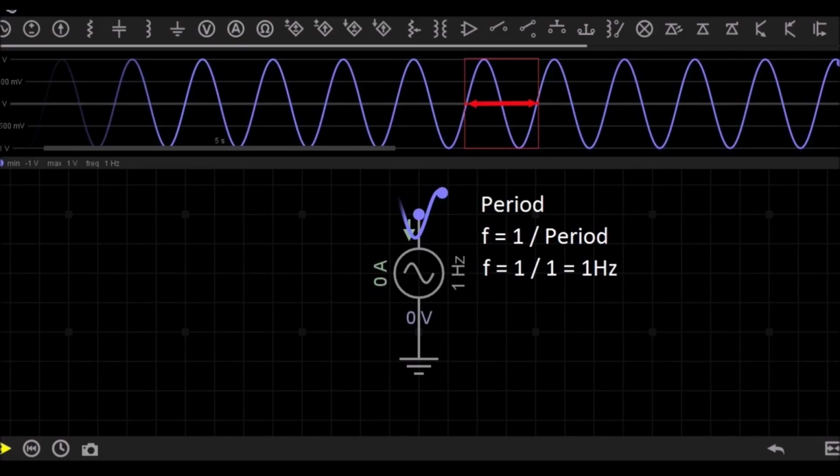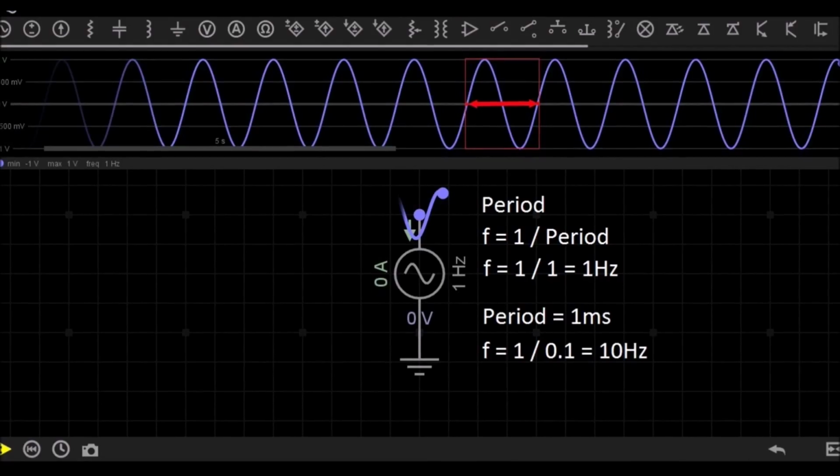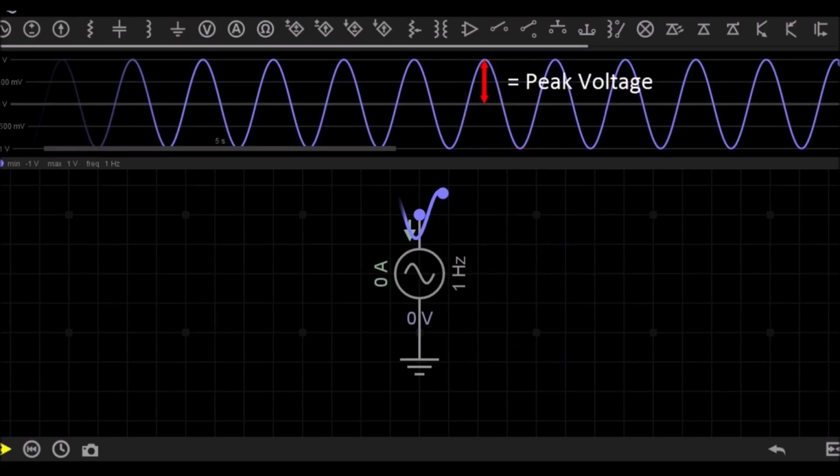If the period was 1 millisecond, the formula for the frequency would be frequency equals 1 divided by 0.1, which equals 10 Hz or 10 cycles per second. There are 3 other calculations we use when measuring the waveform. These are peak voltage, peak to peak voltage, and RMS, root mean square voltage.